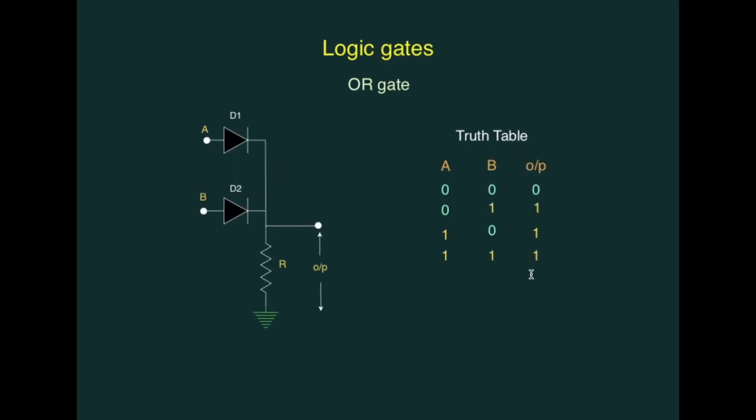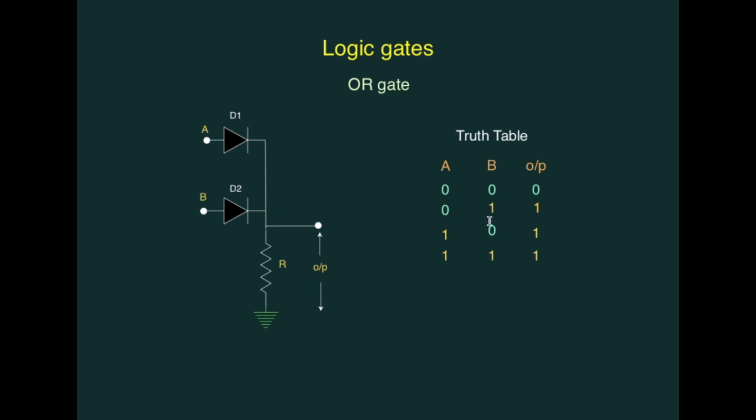Thus, we find that for the circuit shown over here, the truth table can be written with A and B as the two inputs, and the state of the output will depend on the states of the two inputs A and B. When A and B both are in logic state 0, output will also be in logic state 0.